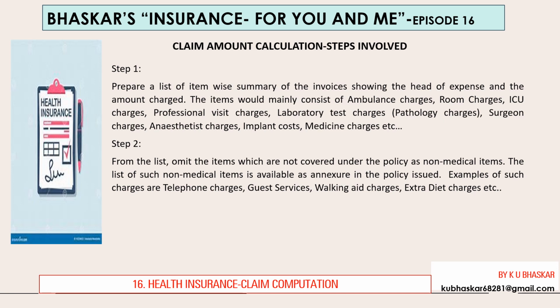The next step is, from the list, omit the items which are not covered under the policy as non-medical items. The list of such non-medical items is available as an annexure to the policy issued to you. Examples of such charges are telephone charges, guest services, walking aid charges, extra diet charges, etc.